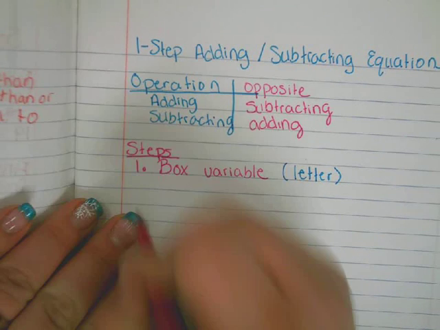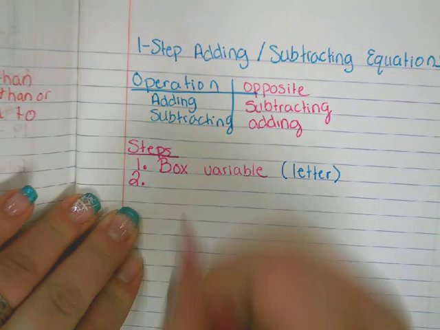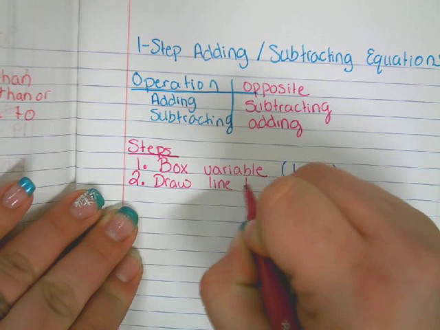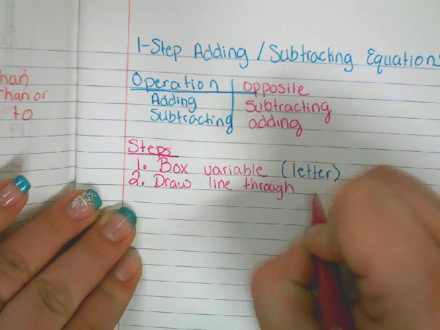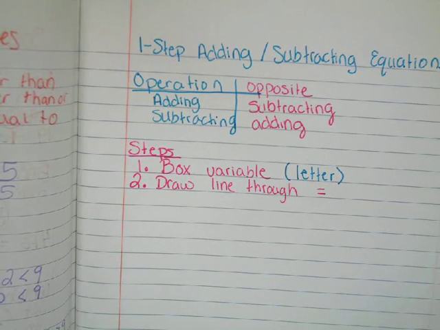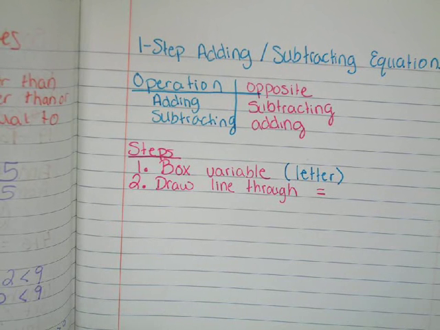Can I show an example? Not right now. Step number 2, you're going to draw a line through the equal sign. So step 1, box the variable or the letter. Step 2, draw a line through the equal sign. Like down the middle? Yep, directly through the equal sign.